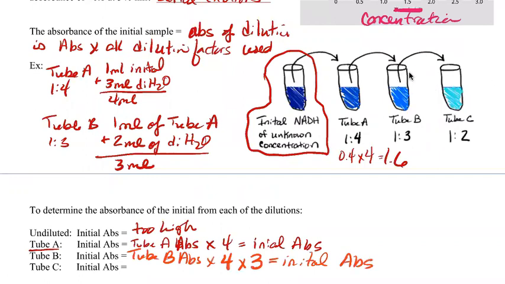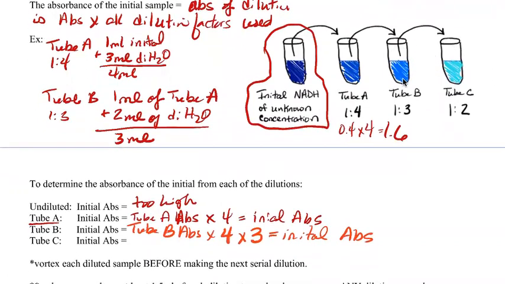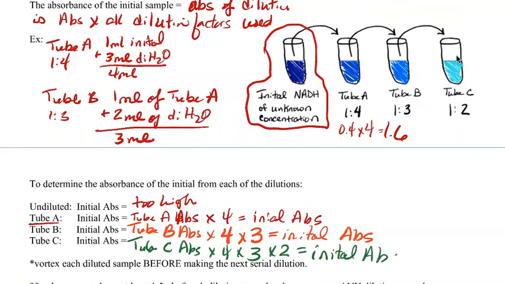Okay, and then if I did tube C, that's a 1:2 dilution of B. So that's like 1 mil of B and 1 mil of water, and that's C. And so I would take my tube C absorbance, multiply times my first dilution, which was a 1:4, my second dilution, which was a 1:3, and then my third dilution, which was a 1:2. That gives me my initial absorbance. Okay.